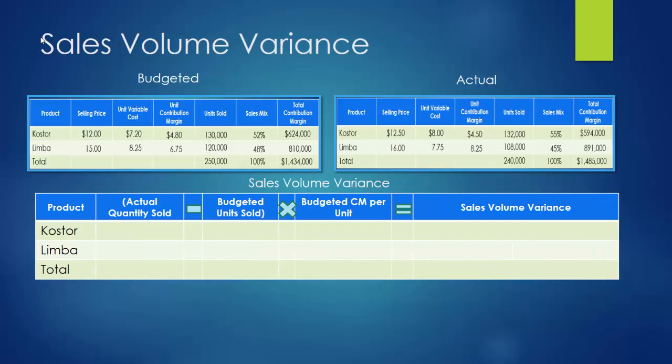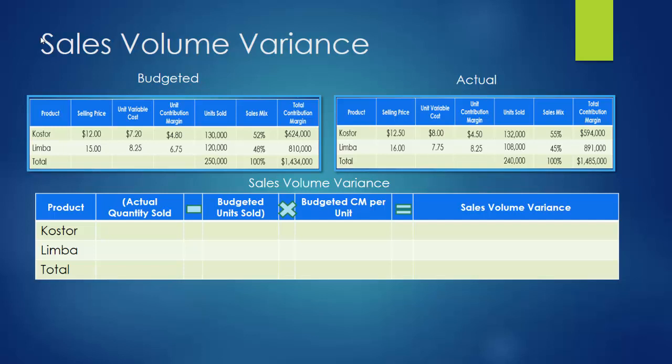Now that we have all that information, we can compute our variances. So let's start with our sales volume variance. The formula for this is actual quantity sold minus budgeted units sold, so the difference in units between what you actually sold and what you planned to sell, times your budgeted contribution margin per unit. Start with the CostStore.